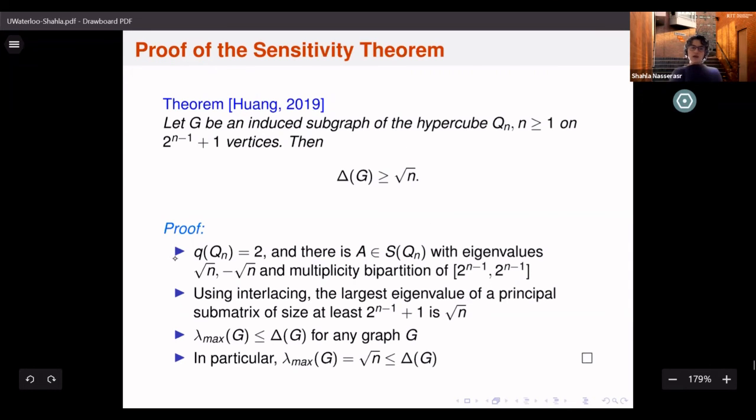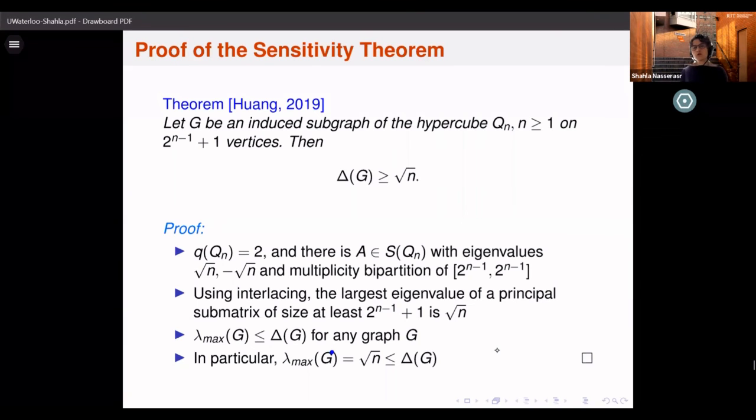That basically says the hypercubes have 2 distinct eigenvalues with the exact same multiplicity. So the rest of it is just basically linear algebra. Because if you take a principal submatrix of size at least half the size of the matrix, then that's definitely going to have the square root of n as its eigenvalue. And because these matrices have only entries from 0, 1, and minus 1, it's not hard to see that the maximum lambda is going to be at most the maximum degree of the graph, and that gives us the bound that we want. The square root of n is at most delta.